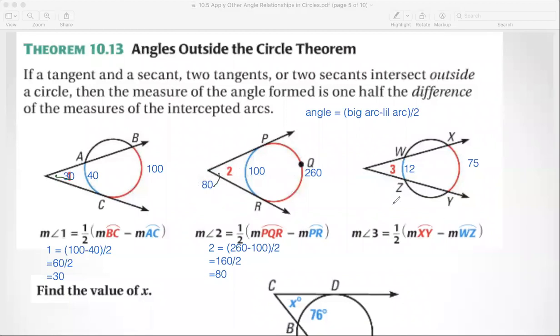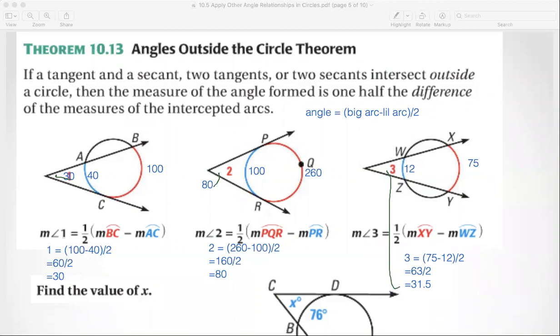Now angle 3, same setup. The angle is equal to big arc, which is 75, minus little arc, divided by 2. You should never get a negative angle, because that's impossible. So it's always going to be big minus little. So 75 minus 12 is 63, and then you're going to divide that by 2. You're going to get a decimal, which is completely fine. You can have decimal angles. So angle 3 is 31.5 degrees.